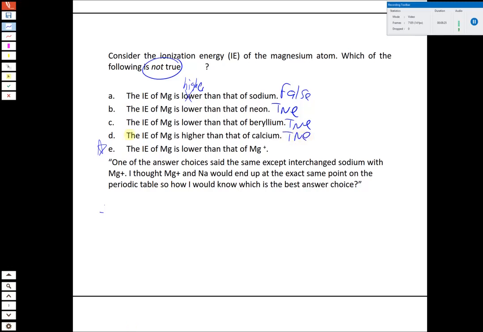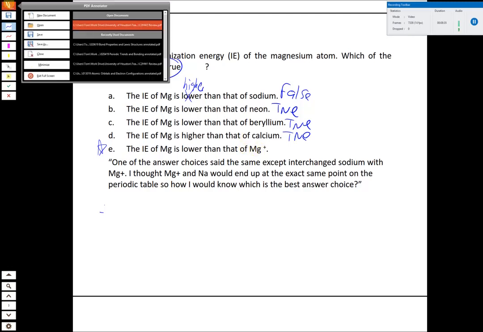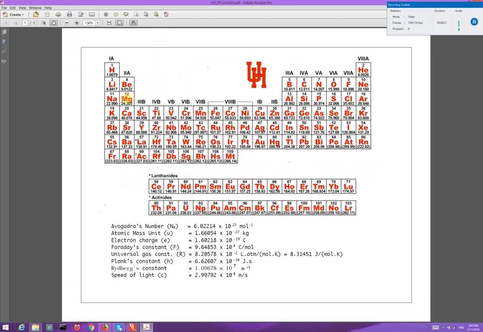And then finally, the answer choice that caused the most confusion, how do we compare magnesium and magnesium plus? And what the student that sent this question in asked, which is a good point, is that magnesium plus, if we look at the periodic table, Mg plus would remove one electron, so it'd have the same number of electrons as sodium. They both have 11 electrons. So why does magnesium plus have a different ionization energy than sodium? Why are choices A and E even different from each other?